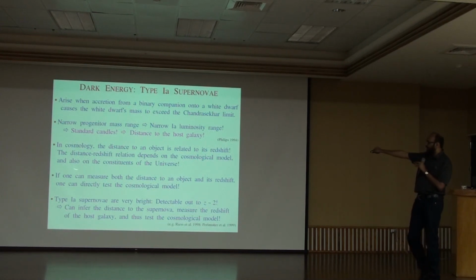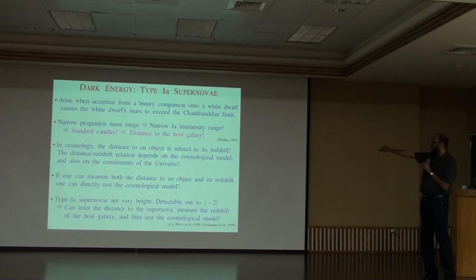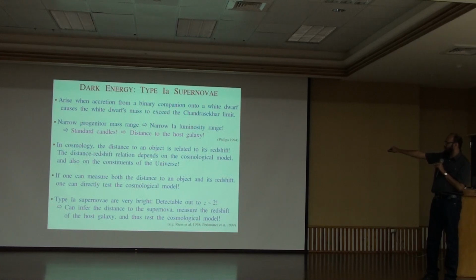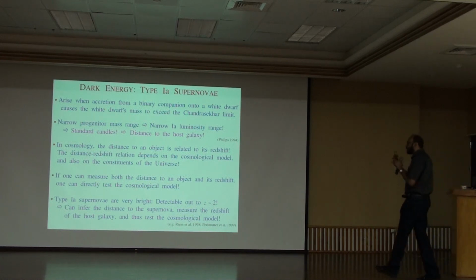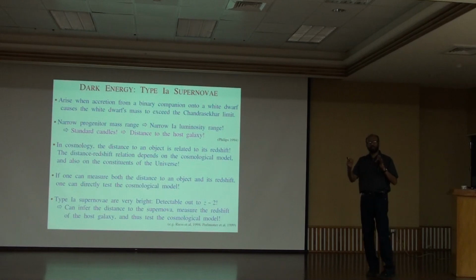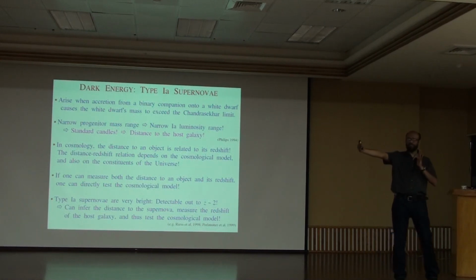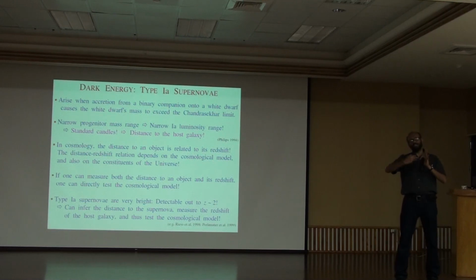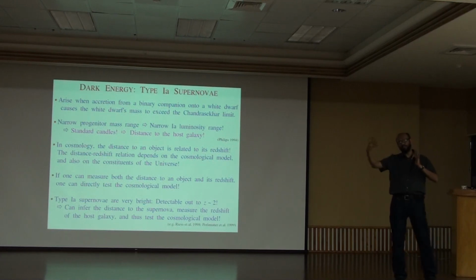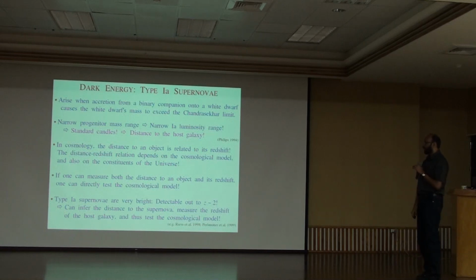And as I said, in cosmology, the distance to an object is related to the redshift. And the distance-redshift relation depends on the cosmological model. It depends on what is there in the universe. If there's more matter and less radiation, you will see one distance-redshift relation. If there's much more radiation and much less matter, you'll see a different one. So all you have to do to test cosmology is to measure the distance to the object and its redshift, and then you can directly test the cosmological model.